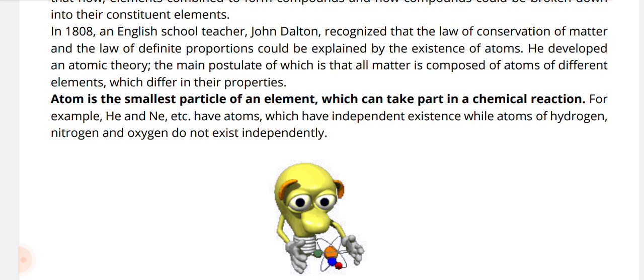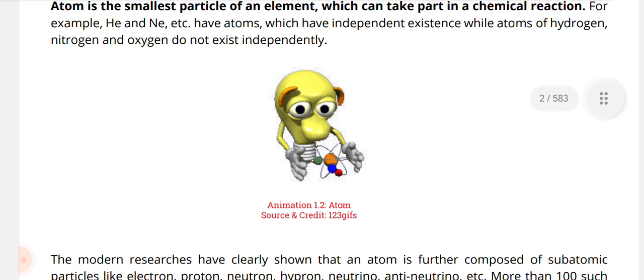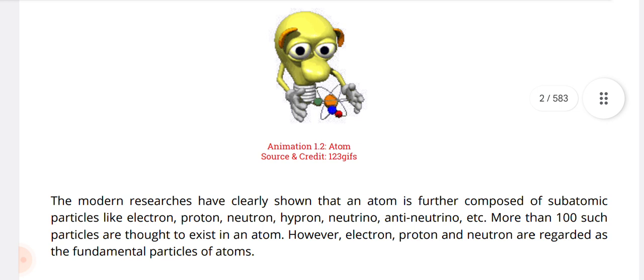For example, helium and neon, etc., have atoms which have independent existence, while atoms of hydrogen, nitrogen, and oxygen do not exist independently. These exist in the form of molecules.